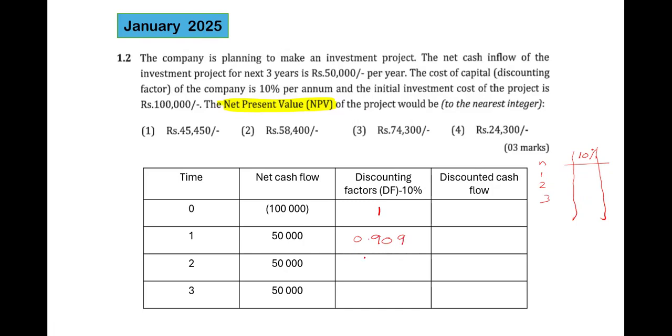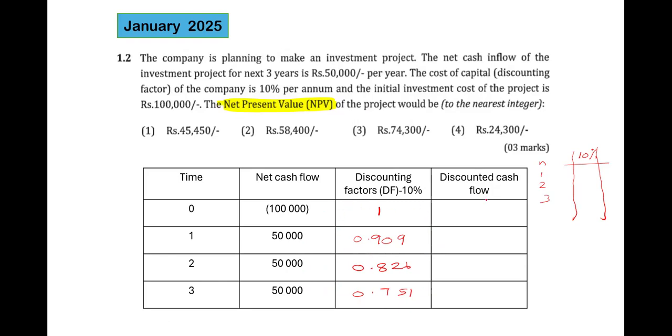0.909. Second one, 0.826. Next one, 0.751. Right. Those values you can find in the table. The table is also available in your examination.